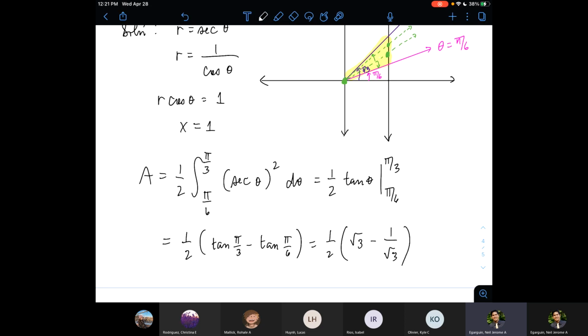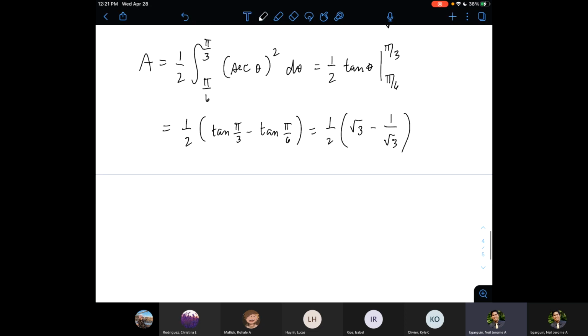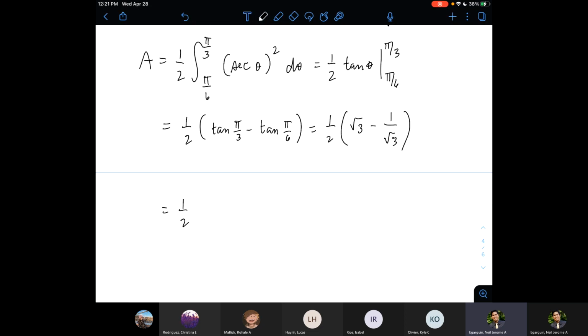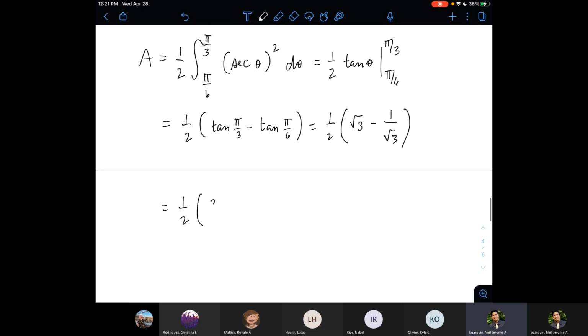Hopefully I did the calculations right. So just let me know if that's correct. And then we can simplify. So this would be 1/2. It's going to be 3 minus 1 over root 3. So this would be 1/2 times 2 over root 3. That's going to be 1 over root 3 or root 3 over 3. All right. So the area of that shaded region is root 3 over 3.